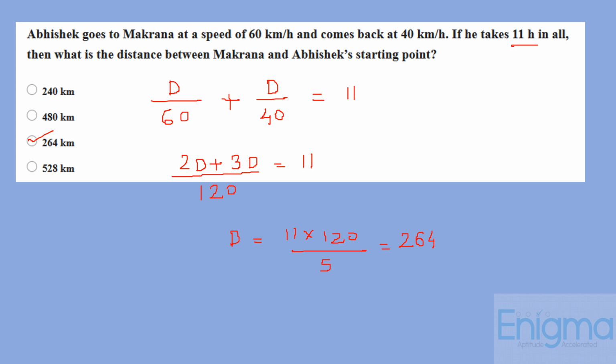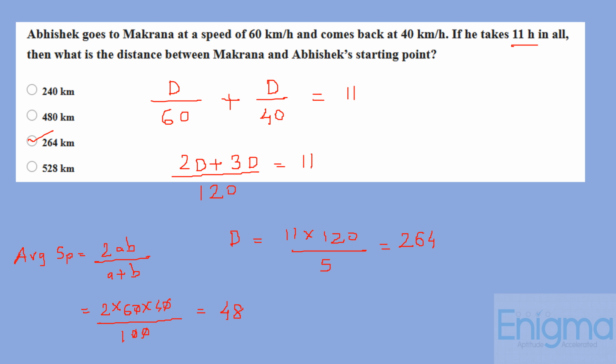Now there is another way of solving this, which could be by using the concept of average speed. Now average speed, by using the formula 2ab upon a plus b, we will get it as 2 into 60 into 40 upon 60 plus 40, that is 100. So zeros get cancelled out. We get the average speed as 48 kilometers per hour.